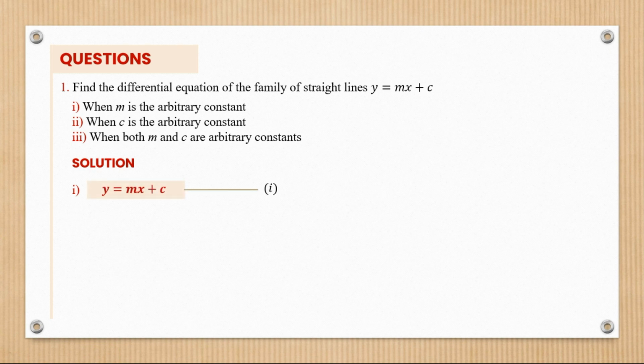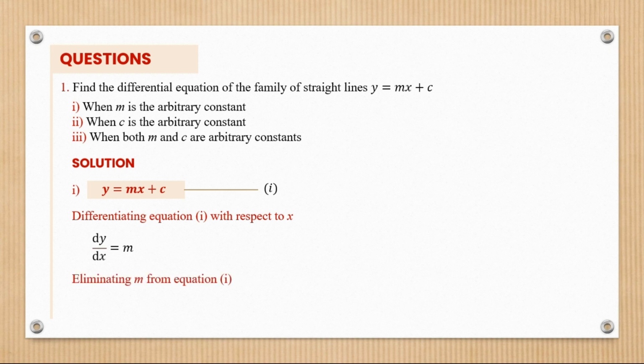So this is our equation, y is equal to mx plus c. We're going to differentiate it and get dy/dx. Differentiating equation 1 with respect to x, dy/dx shall be equal to m. You can see that when you differentiate it once, the c fades away and we remain with m. Since m is the arbitrary constant, we have to eliminate it. So eliminating m from equation 1, we replace it with dy/dx.